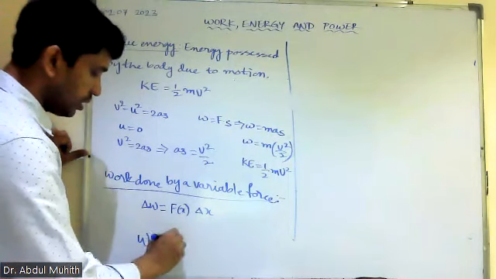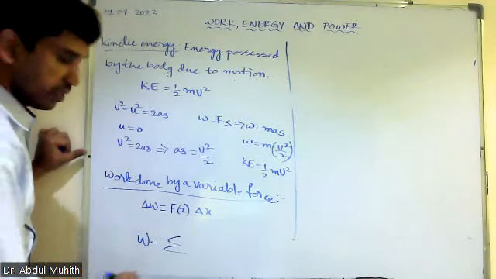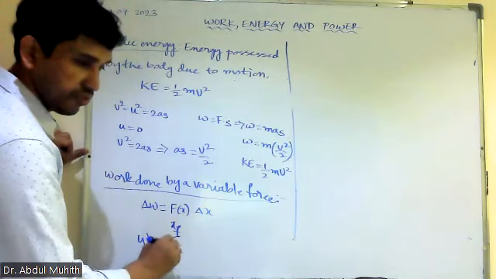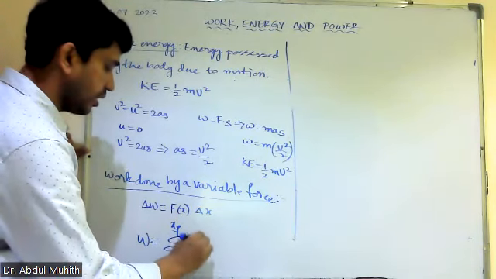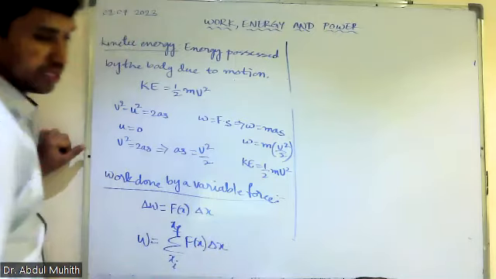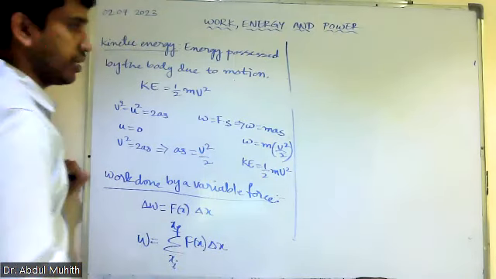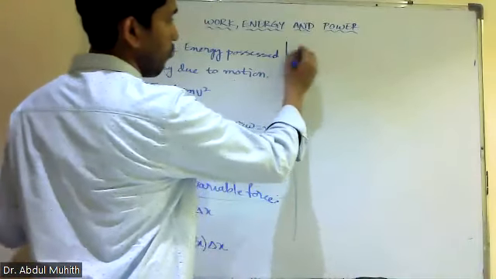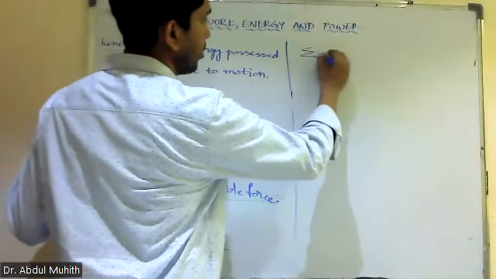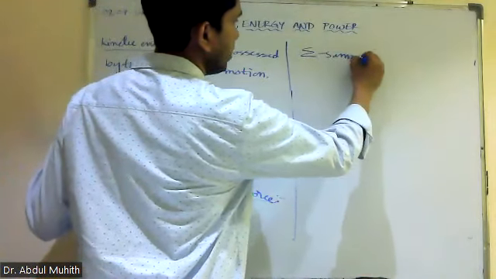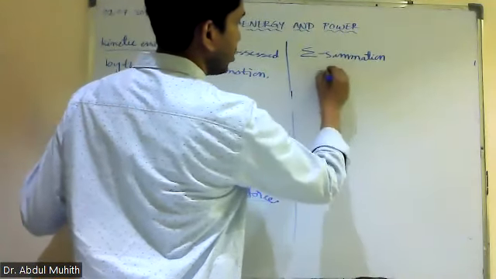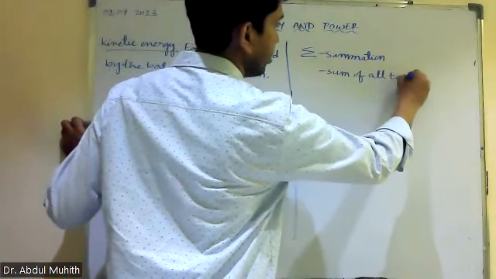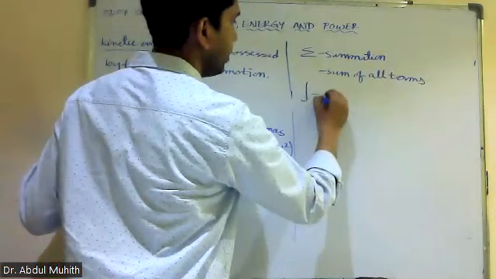W equals summation. We say sigma, right? Summation from xi to xf of f of x into delta x. Understood? Now suppose, for example, this is said to be summation. It's a sigma, right? Summation means sum of all terms. And this other symbol is said to be integration.